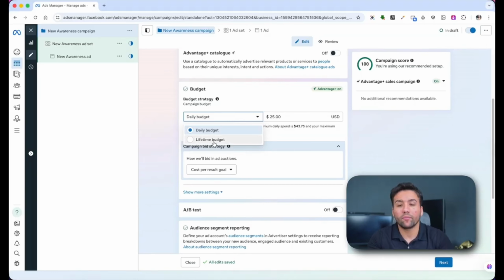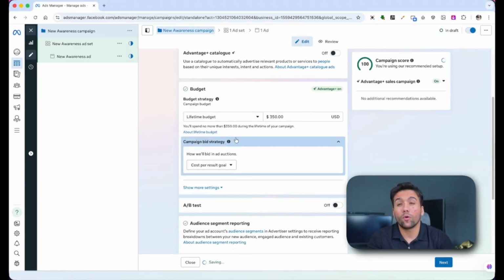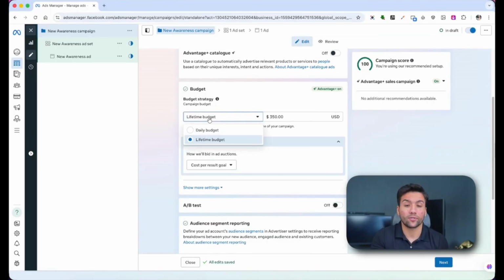The next one is lifetime budget, and this is not recommended. What this does is you spend a set total over a period of time. The problem with a lifetime budget is that the last day or two, your budget can get wasted. This is just how Facebook does it. The last day or two of your budget is just kind of wasted. And the second problem here is constantly ending or starting campaigns, and this messes with Facebook learning.